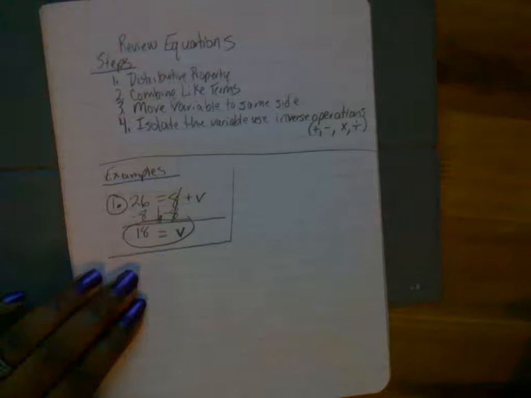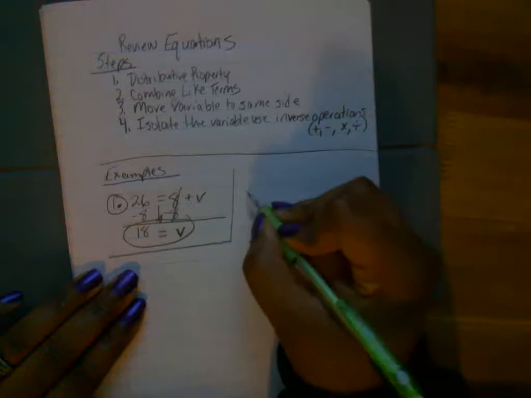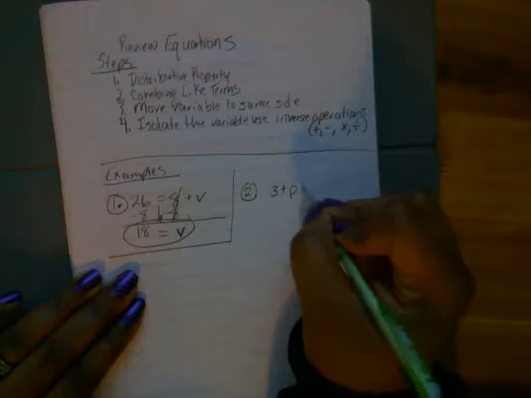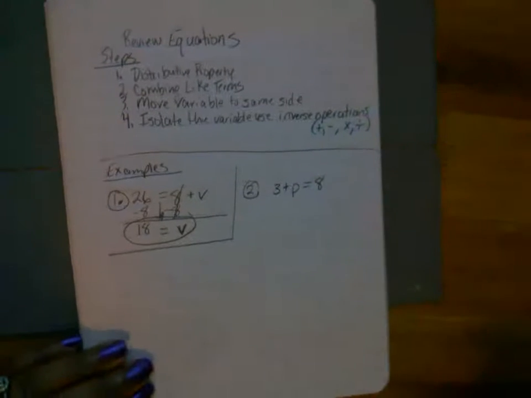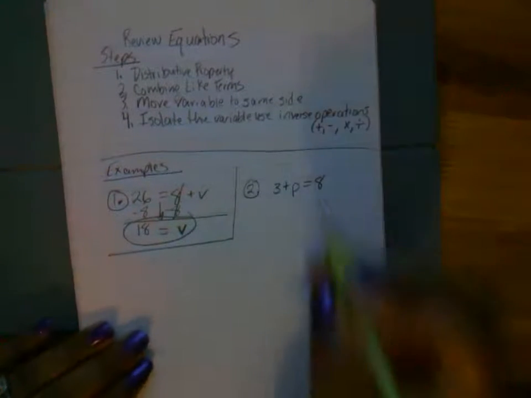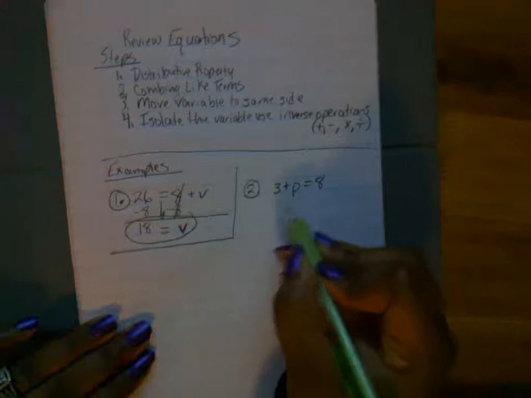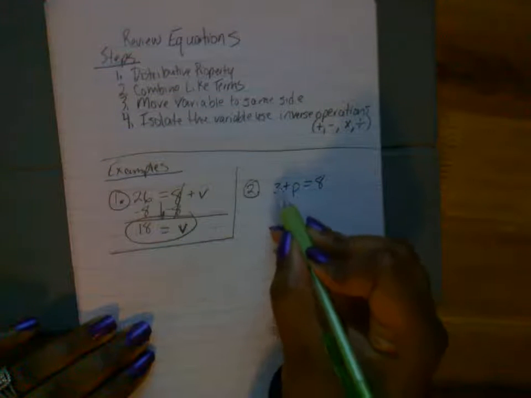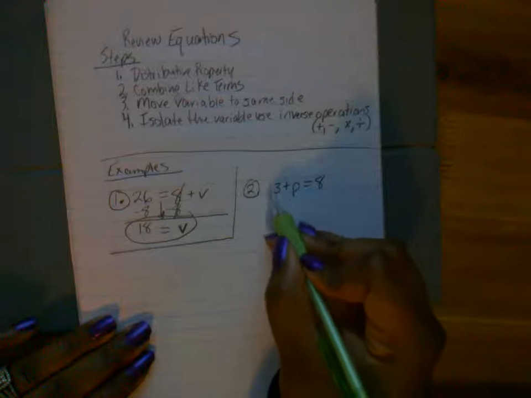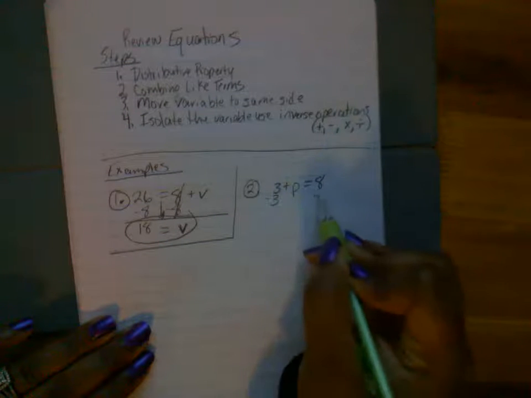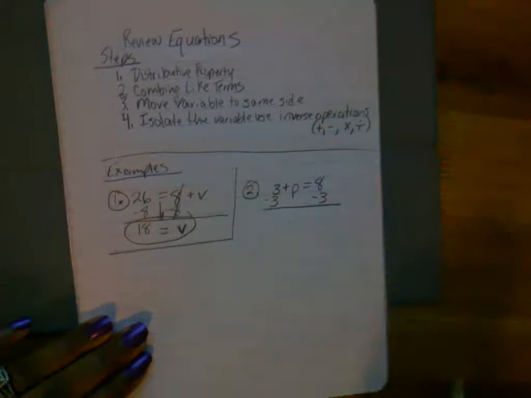Number 2 is 3 plus p is equal to 8. To solve for p, to get p by itself, we have to move again the operation or the sign that's in front of this. You don't see a sign in front of the 3, so this is a positive 3. So in order to get rid of a positive 3, I have to subtract 3. So I subtract 3 on both sides.